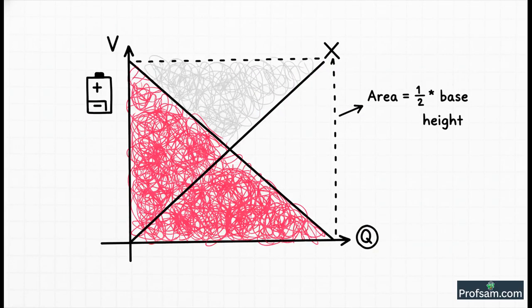Here's a simple way to remember this for life. If you were to plot a graph of voltage versus charge as the capacitor gets charged, you would get a straight line that forms a nice triangle. The energy stored is simply the area under this graph. And what is the area of a triangle? It's half into base into height. In our case, that's 1/2 times Q times V. This is a memory trick you will never forget.